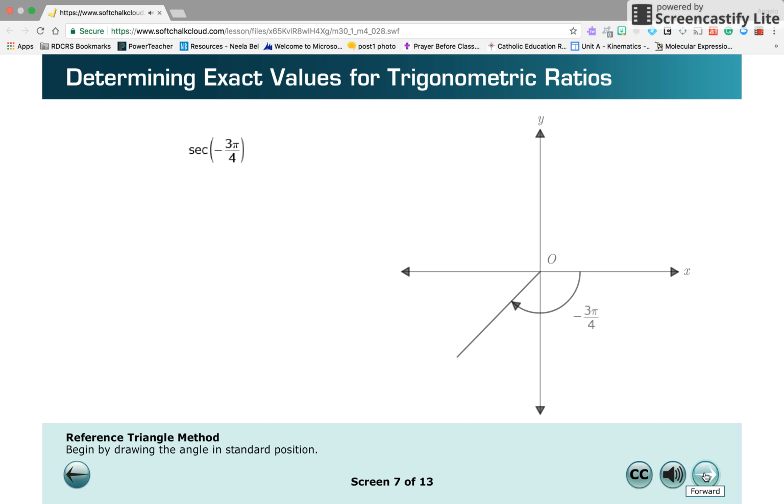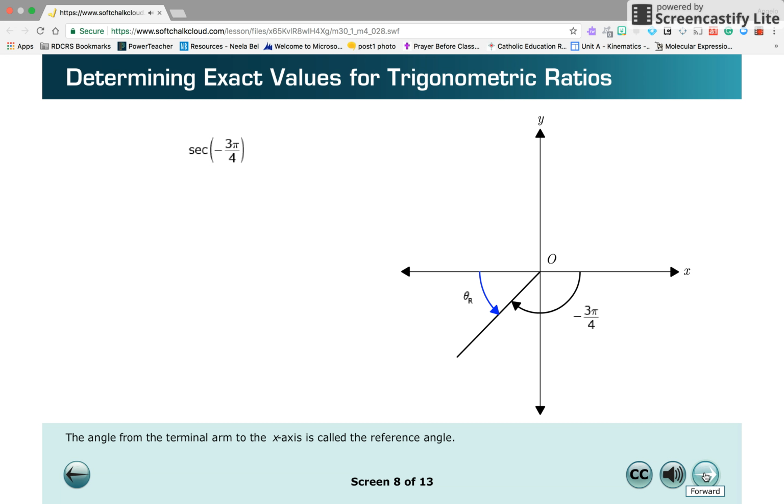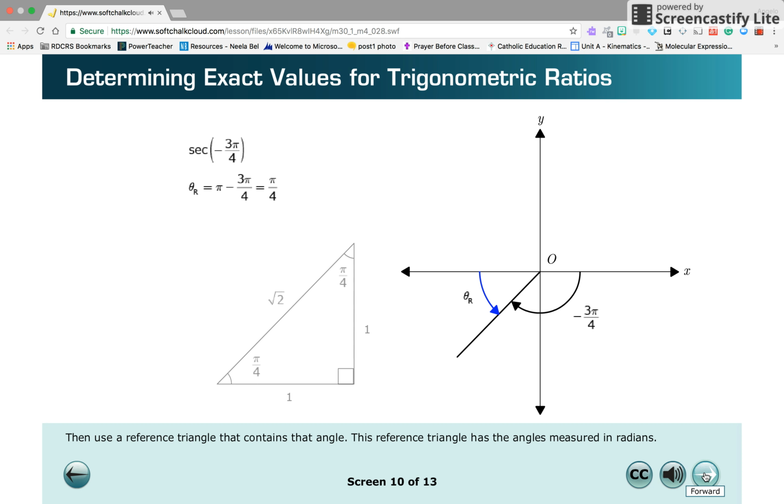For the reference triangle method, begin by drawing the angle in standard position. The angle from the terminal arm to the x-axis is called the reference angle. Determine the reference angle. Then use a reference triangle that contains that angle.